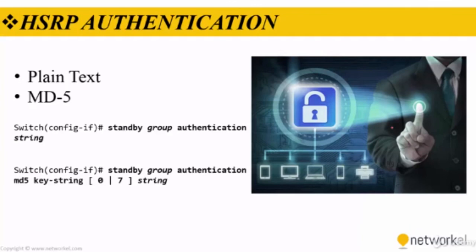HSRP provides the following two types of authentication, and they are plain text and MD5. If you want to configure MD5, you can use the standby group authentication md5 key-string and the key string number and the string. The group number is arbitrary. You can choose anything that you want. If you want to configure plain text, you can use standby, for example, 1 authentication, and you can use the string that you want.